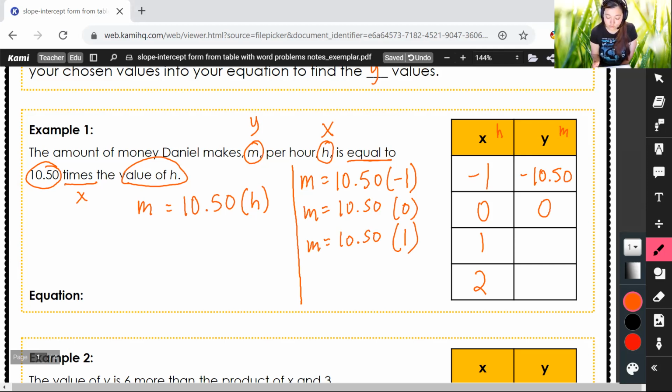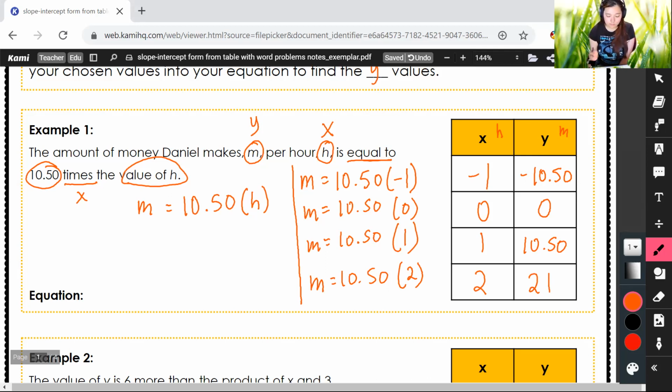That is just 10.50 times 2. My way of doing this with mental math is I know 10, I'll just forget about the 0.5 for a second. 10 times 2 is 20. 0.5 times 2 is 1. You add 20 and 1, and you get 21. That is my little strategy for mental math. But if you want to put that into your calculator instead, that's cool too.